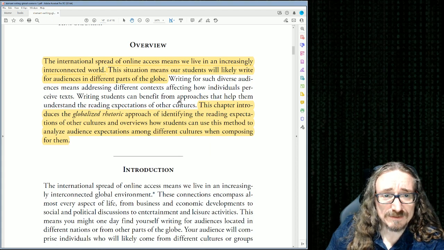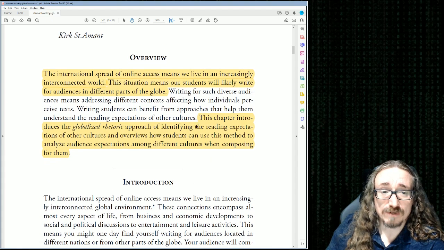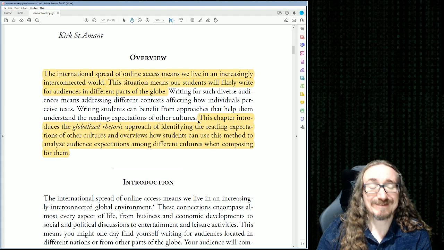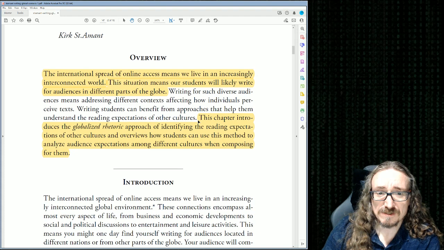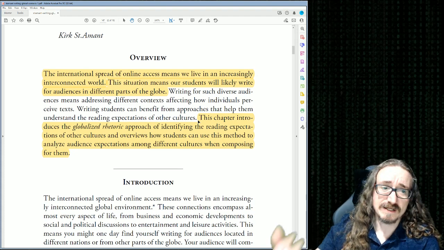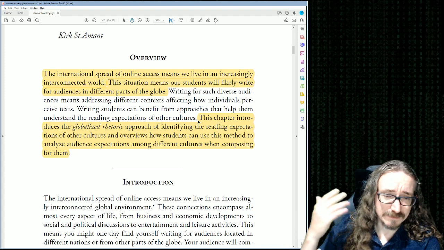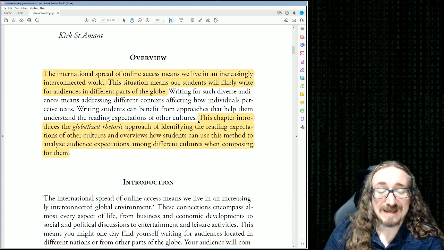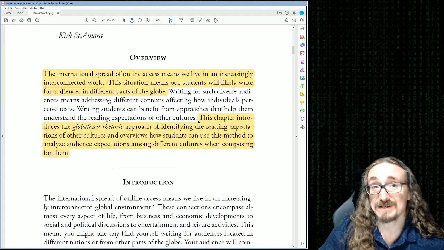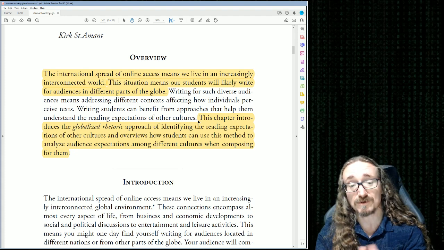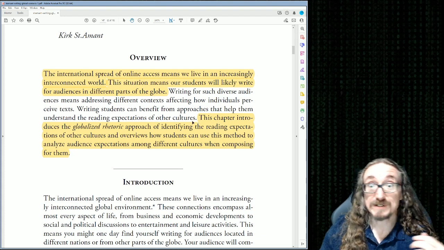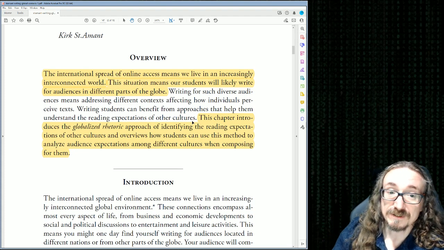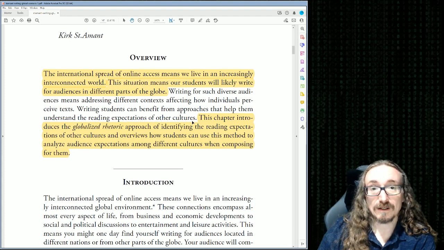All right, so he starts off here talking about the international spread of online access, the interconnected world. I'd be curious to know what you think about this, but I speculate that with COVID and all of this emphasis on doing things remotely, staying at home, the Zooming, the Skyping, the Teams, you name it, I think that has basically helped to expedite processes that were already sort of creeping along.